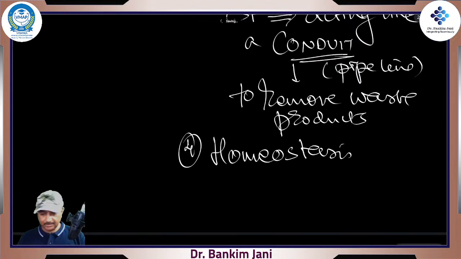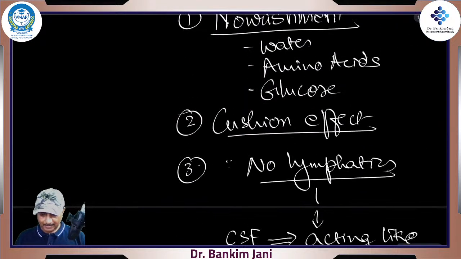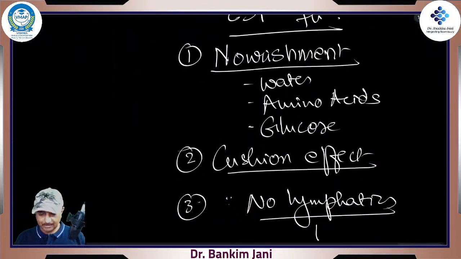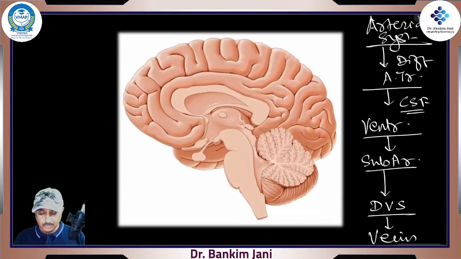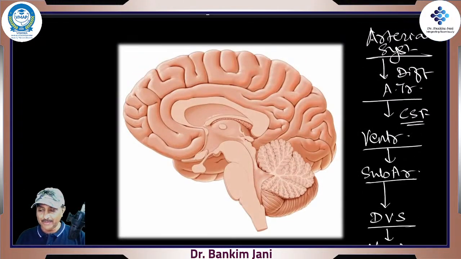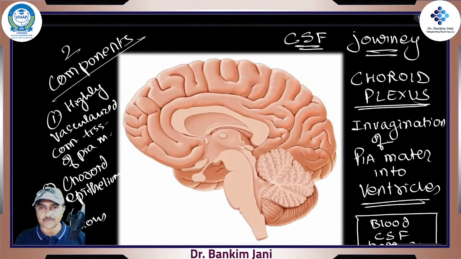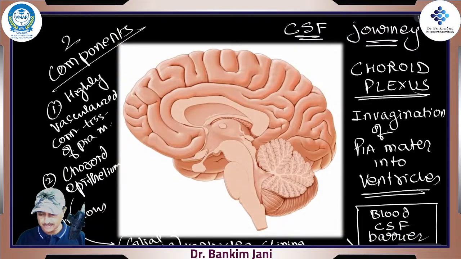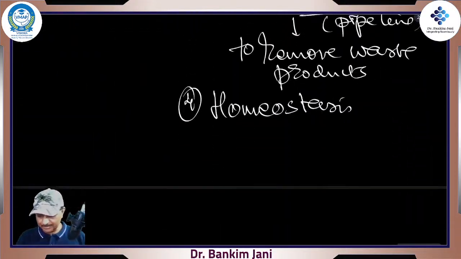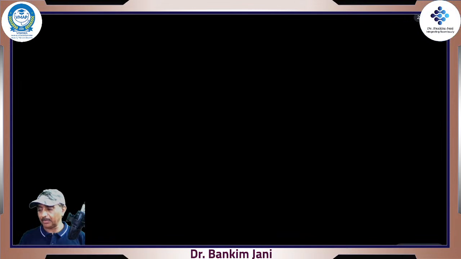So that's it. This is what was for today. That is the entire CSF journey, along with the areas which are important, along with those supportive areas in the form of circumventricular organs and the rest of the structures which are part and parcel of this entire system. Do revise this very properly. It's a very important part and system of the brain. Tomorrow we'll come up with another topic.